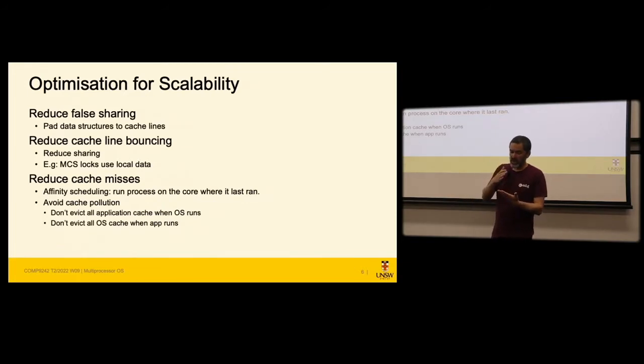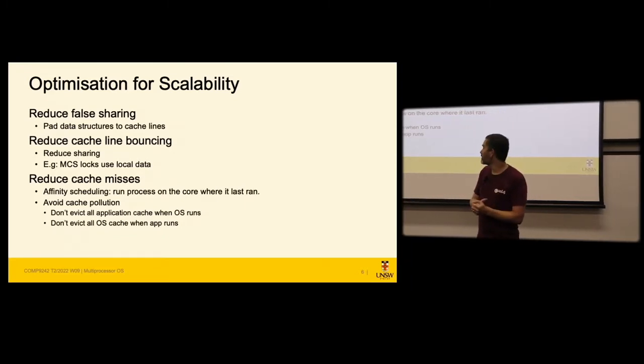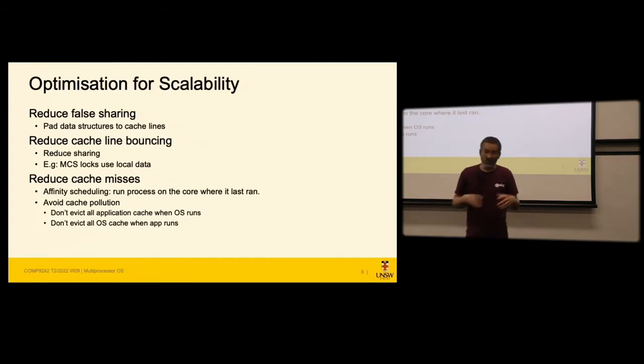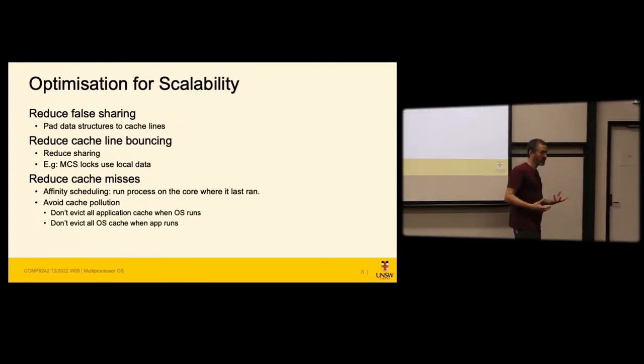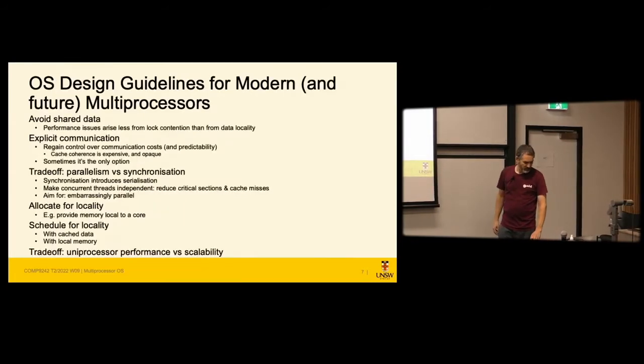In particular, if you're switching to run the OS from an application, you don't want to just get rid of all the application code and fill the cache up with OS code, because then when you switch back to the application, it's going to have to get all that data back in. And likewise, when the app runs, you don't want to evict all the OS data structures from cache, because otherwise the next time you go into the OS, it'll waste time loading its cache up there as well. So these are all things you want to do in order to write software that's scalable, and that includes your operating system.